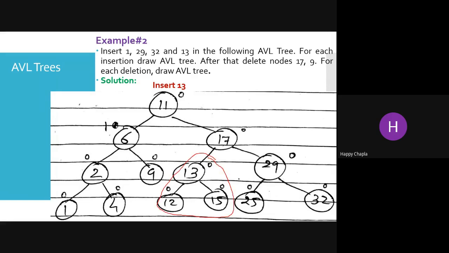After rotation, this is the answer. Okay. Now you need to delete this 17. So where is 17? Yes. So here we are trying to delete this 17. So what would be the scenario? After deleting the 17, who will become the root node?